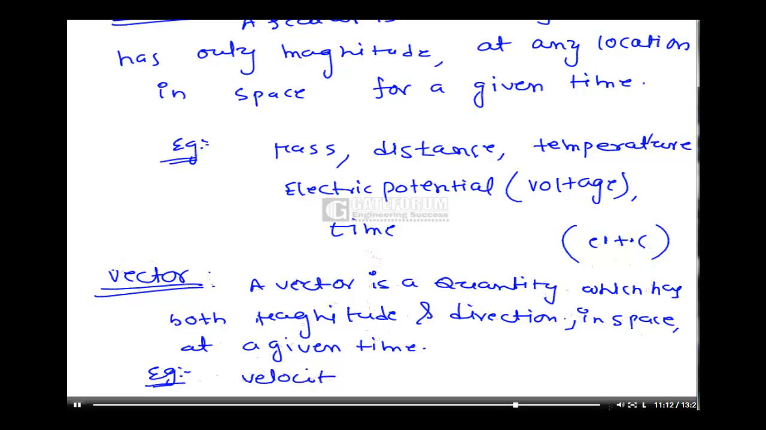Some examples are velocity. So 2 meters per second in a particular direction, 2 meters per second in the x direction. Suppose, for example, the train is moving with 100 meters per second in each direction, like that. So velocity, force, electric field intensity E. The electric field intensity is 3 volts per meter in the x direction, like that. So here it has magnitude as well as direction. A vector is a quantity which has both magnitude and direction in free space at any given time. Some examples are velocity, force, electric field intensity.